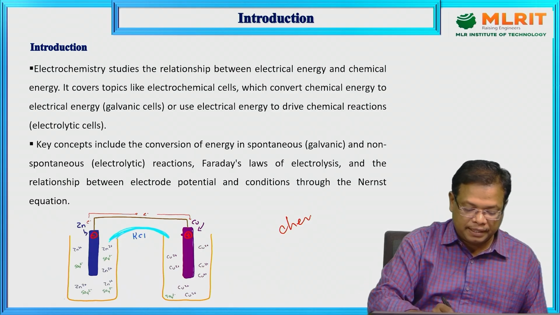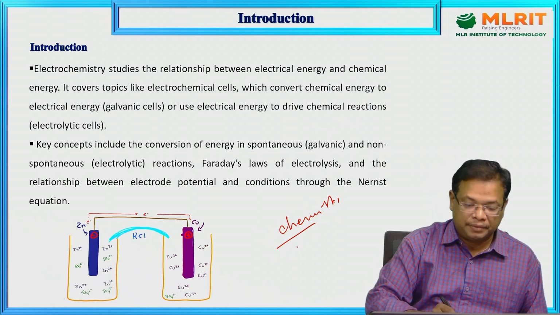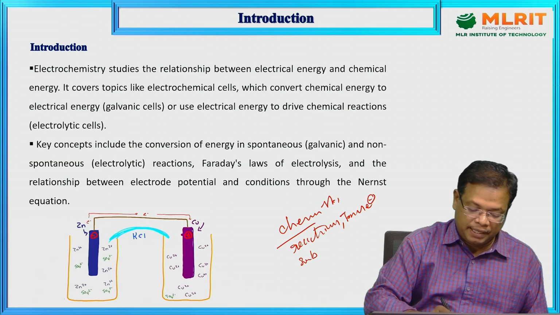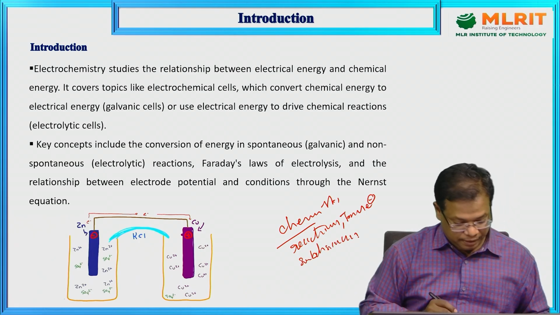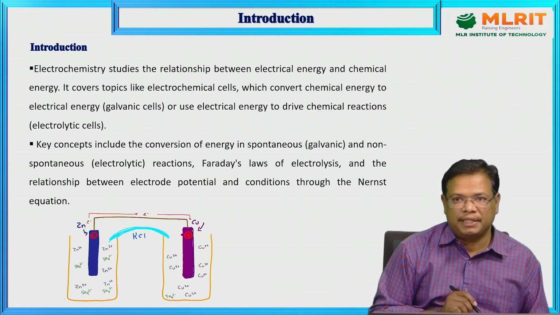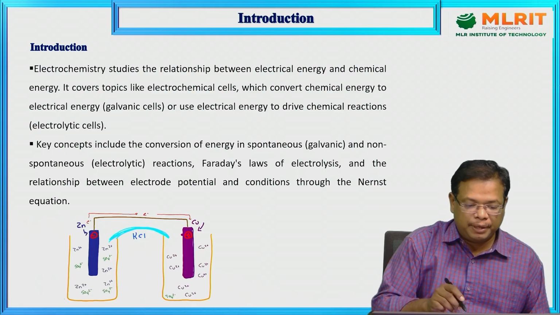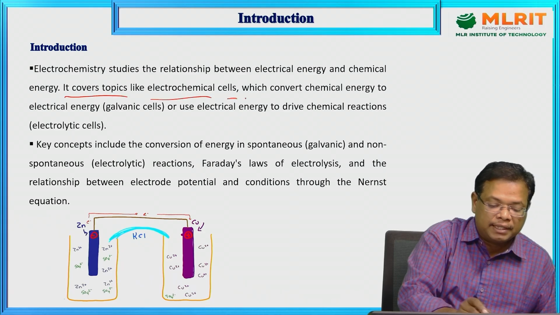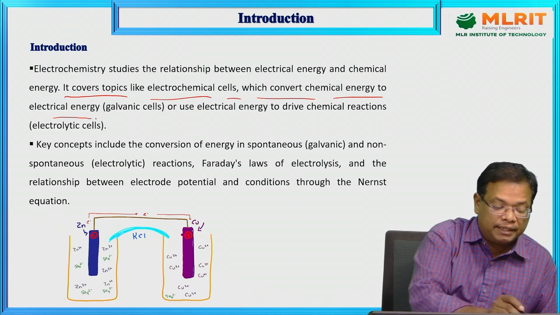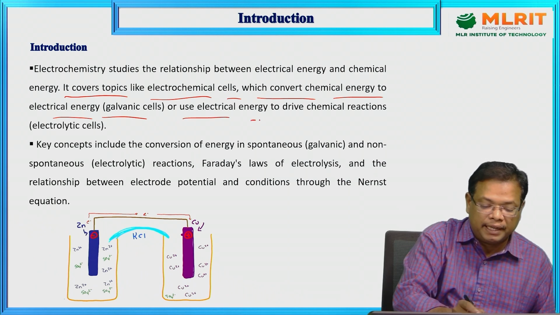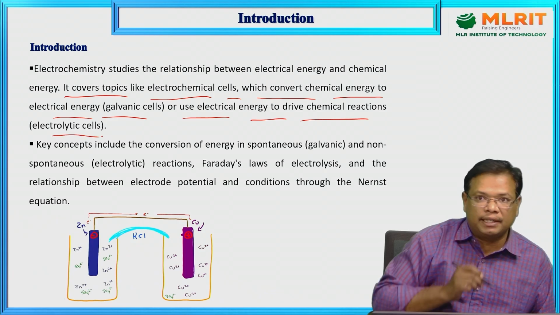And chemistry involves reactions, transformations of electrons and substance changes. Likewise, electrochemistry involves both electricity and chemistry. So these are the interplay between the two terms. It covers topics like electrochemical cells which convert chemical energy to electrical energy. For example, a galvanic cell is just like a battery, or cells that use electrical energy to drive chemical reactions, electrolytic cells.